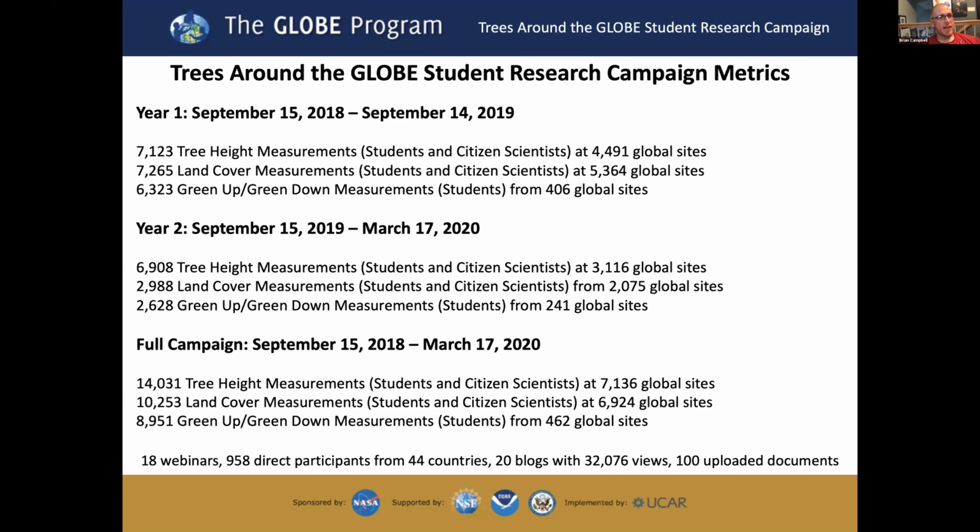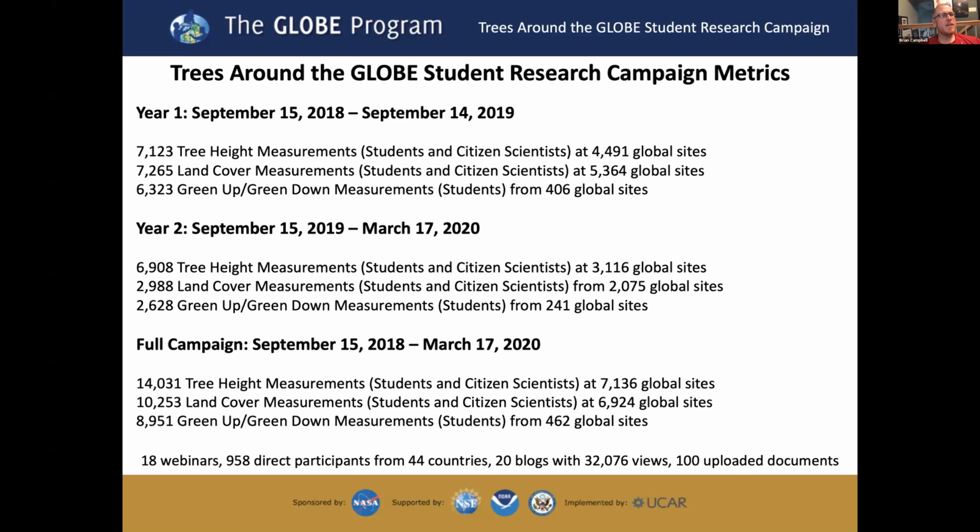So that's excellent. And I'm also going to mention that next month, we're going to have a student extravaganza where we're going to have some students who are participating in the phenology campaign and protocol observations in Europe. They're going to be presenting at next month's webinar for the campaign. Year 2, which we're currently in, runs from September 15, 2019 through today, March 17th, 2020. And we've had almost 7,000 tree height observations, 2,988 land cover measurements, and 2,628 green up, green down measurements. So the numbers are growing all the time.